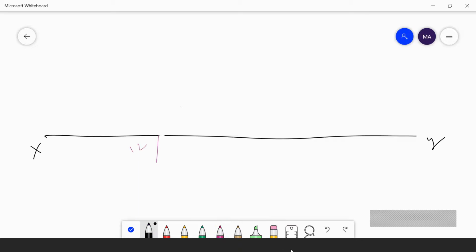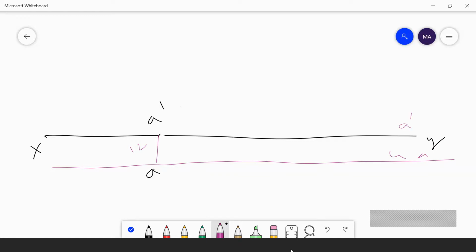Here I have a point A dash. Here I have a point A. Then this one will be the locus of A dash, and this one the locus of A. This one will be the A dash on the reference line.